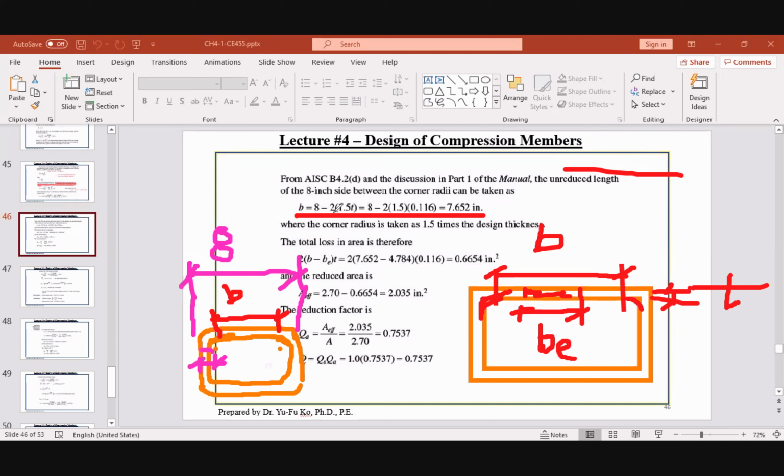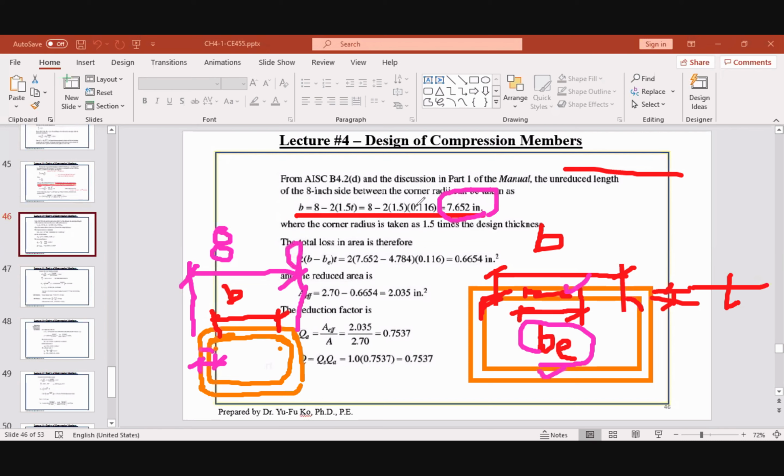So your b is 8 minus 3t. This is your b. If not reduced by local buckling, you can take this number. But now, because you have local buckling, only b_e is effective in taking the loads. So you are losing (b minus b_e) times t for the area. You need a factor of 2 because you have 2 pieces, one up here and another on the bottom. Got it?